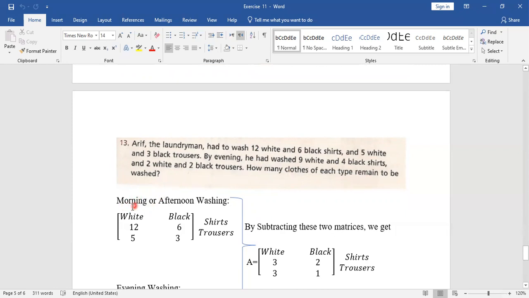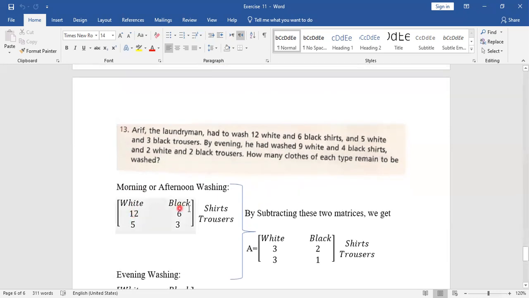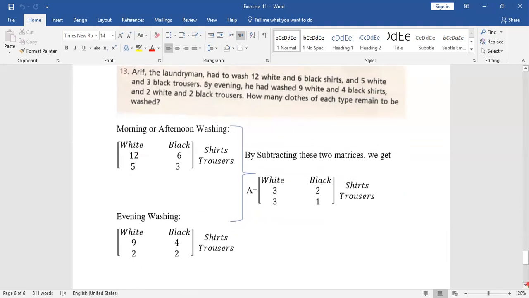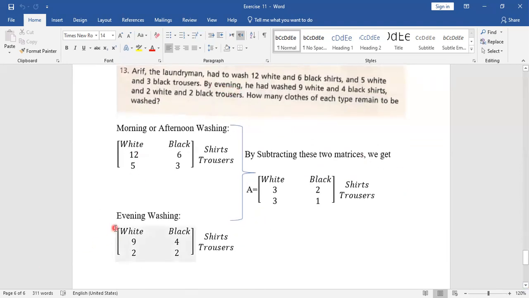Okay, we don't know whether he washed in the morning or afternoon. So we are going to represent first washing. We can represent first washing and second washing. We can write morning or afternoon washing. Now, white and black, these are the colors, difference of the colors, and shirts and trousers, different types of clothes. Getting the data from the question, 12 and 6, 5 and 3 here, and then evening washing, because it is clearly written evening washing, white and black, difference of color, shirts and trousers.